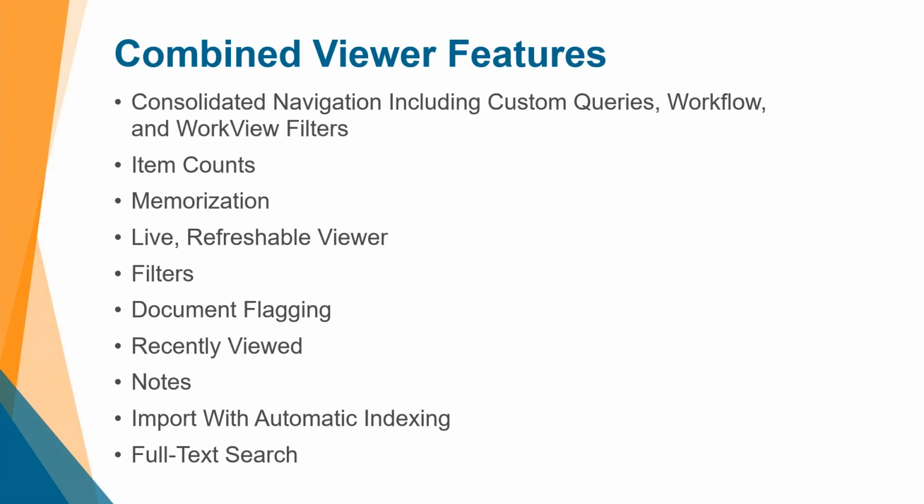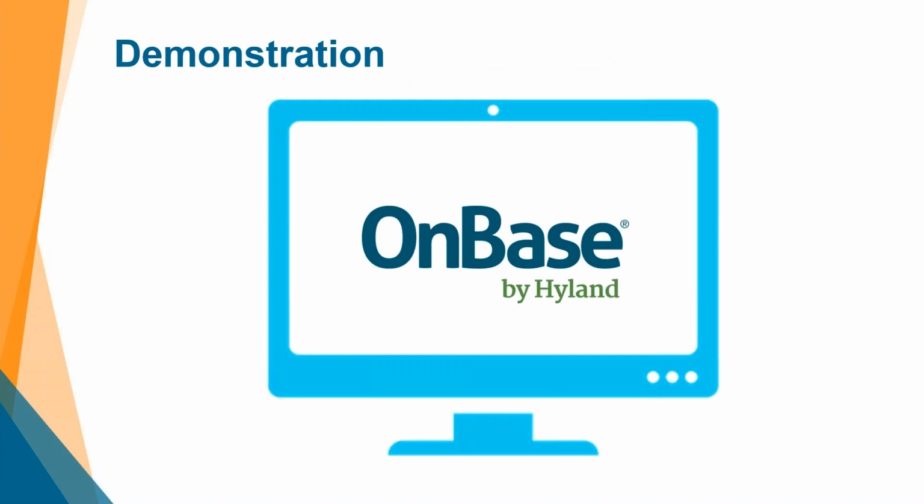You have different filtering capabilities. You can flag documents for future use. You can actually see what you recently viewed. There's notes capabilities. Besides the typical document level notes that you're probably all well aware of, there's notes at this combined view level also. You do have the ability to import additional documents into the system through this combined view with automatic indexing so that you don't have to go back and rekey all of those keywords. And this is fully compatible with OnBase's full text search capabilities. So if you already have that license, natural extension that goes directly into the combined view.